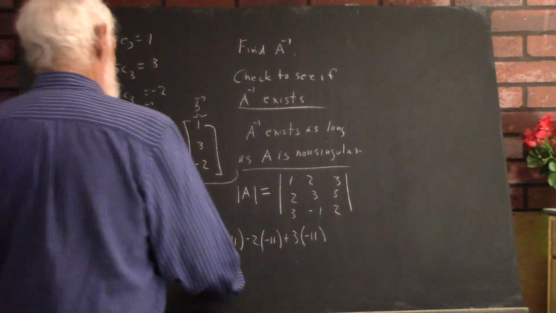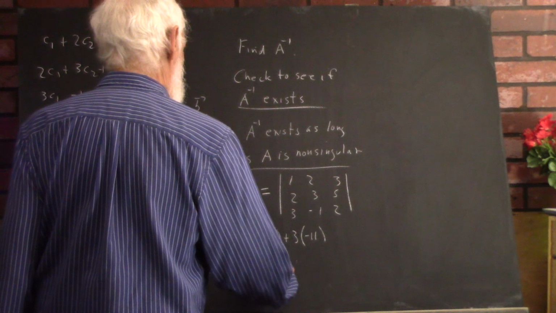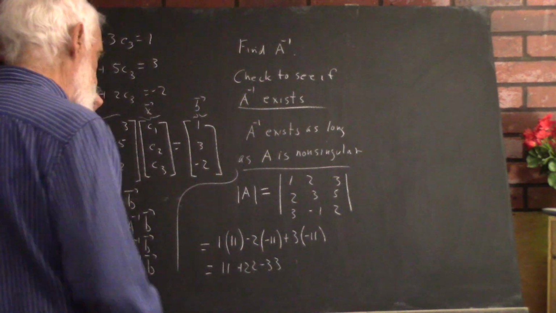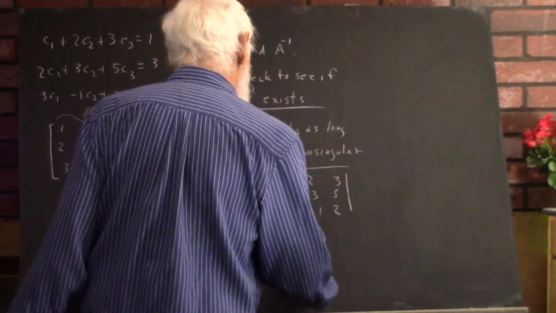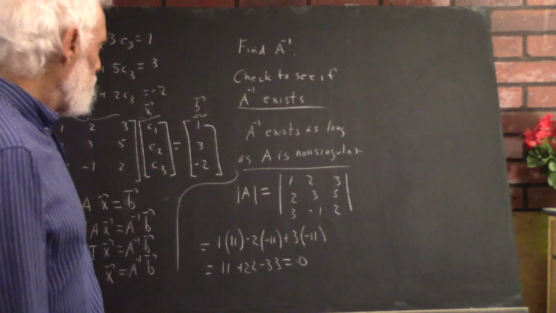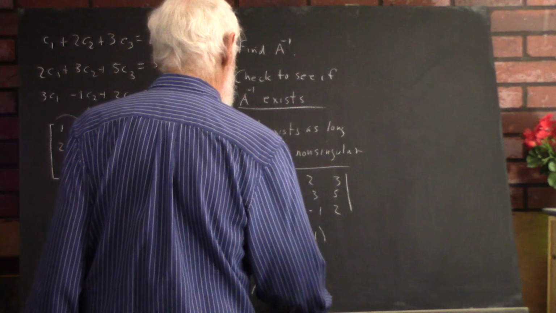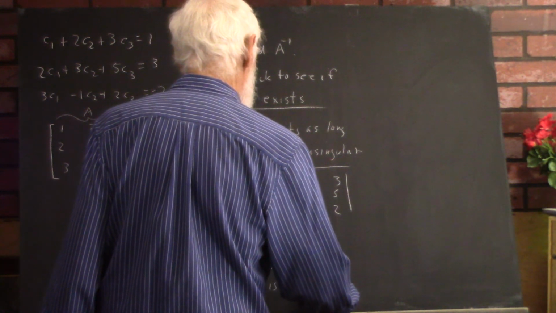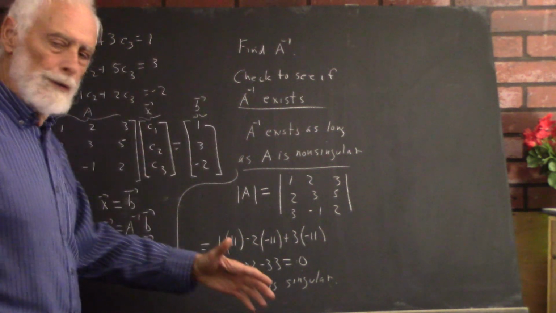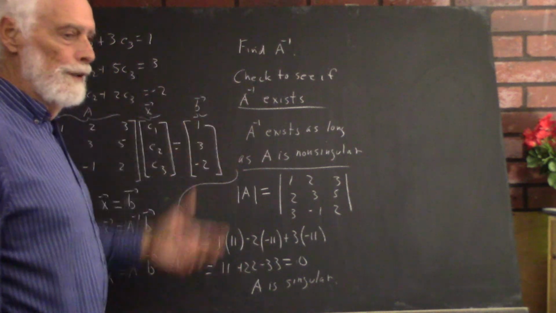Is that working out? Now I'm looking at it blind. Yeah, that works. 11 plus 22 minus 33, and that's 0. So A is singular. We're never going to be able to reduce that matrix down to the identity. So the inverse doesn't exist.